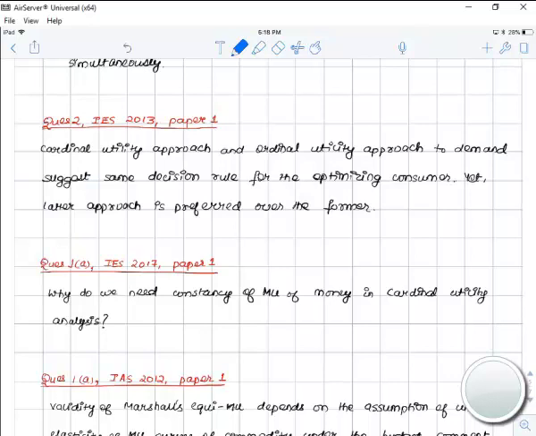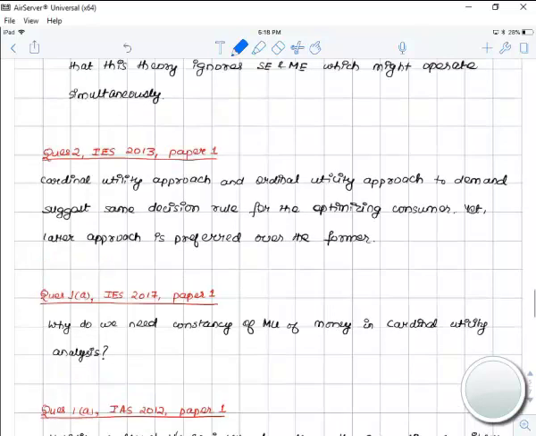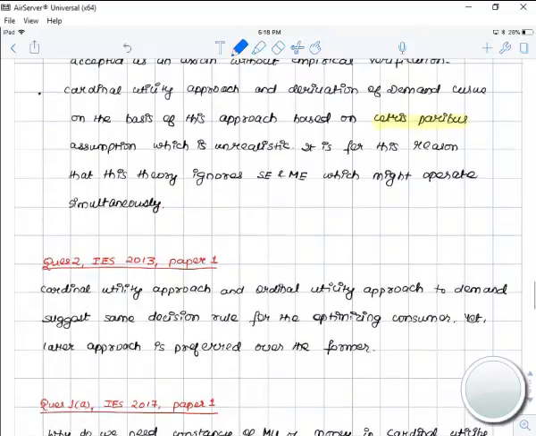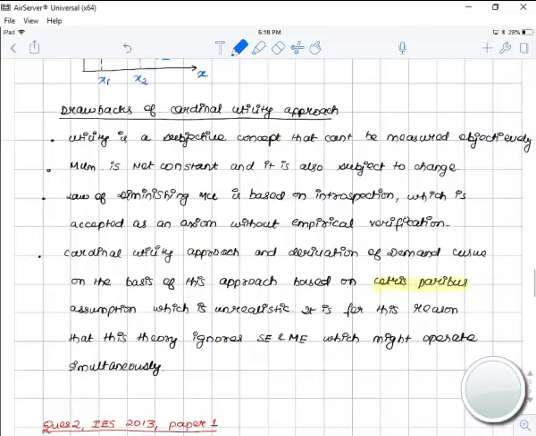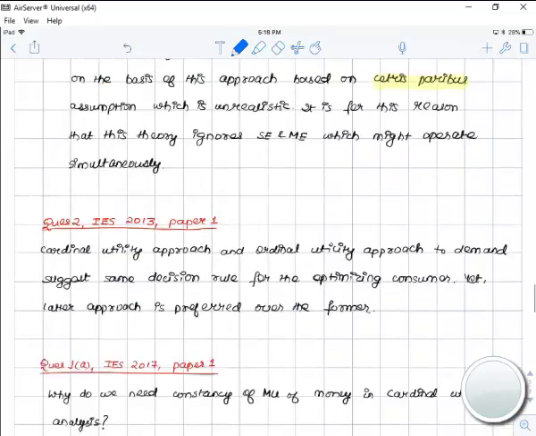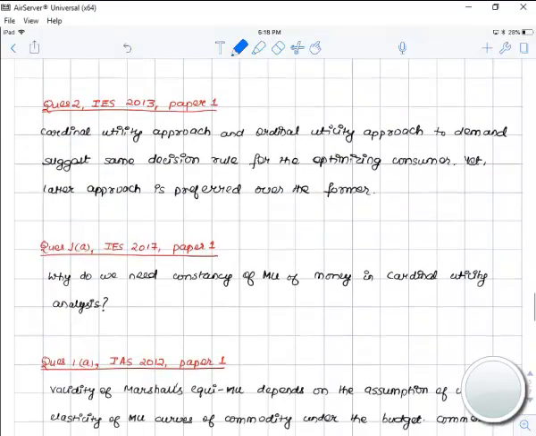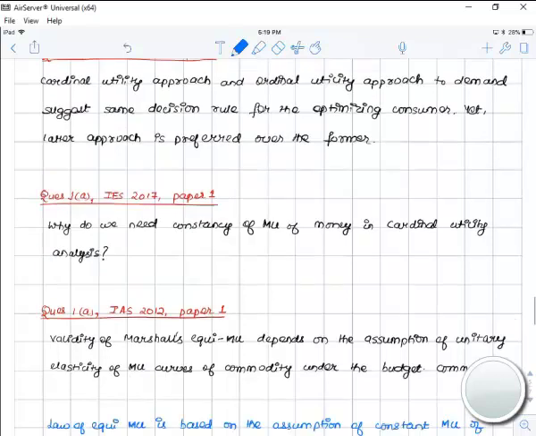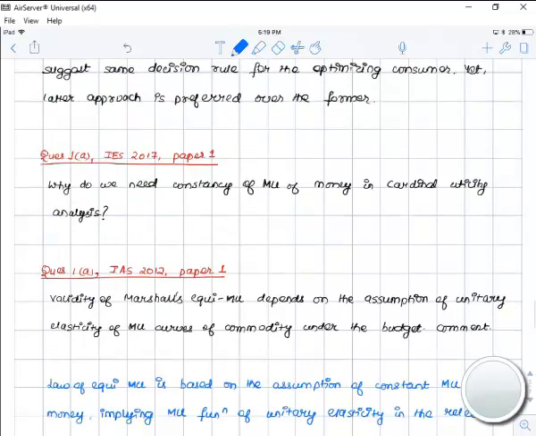So you will tell what are the drawbacks of the cardinal utility and what are the advantages of the ordinal utility. Drawbacks of the cardinal utility we have already discussed here. So the complete answer would be given once we have done the ordinal utility part as well. Now let's look at this thing.